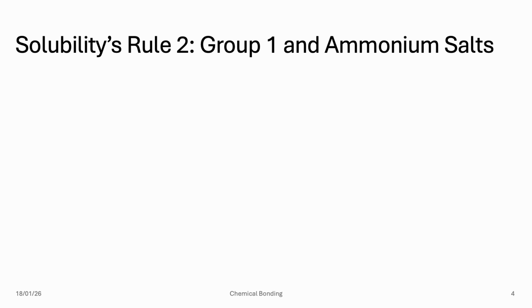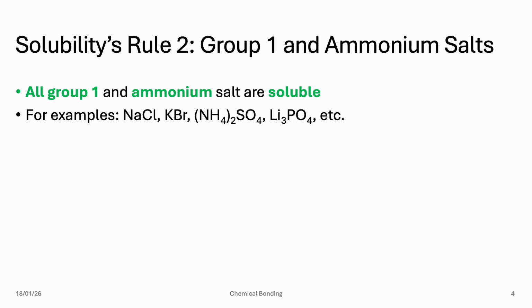Rule number 2, group 1 and ammonium salts. So all group 1 and ammonium salts are soluble. This is the counterpart of rule number 1. Rule number 1 only mentions an anion. Rule number 2 is about the cation. So as long as the cation is group 1 or ammonium, they are all soluble. For example, NaCl, KBr, ammonium sulfate, lithium phosphate, and other salts, as long as the cation is group 1 or ammonium, it will be soluble.